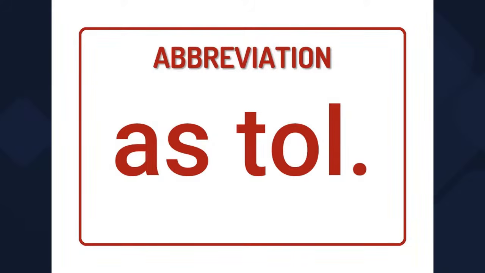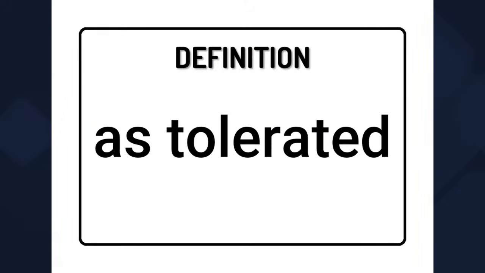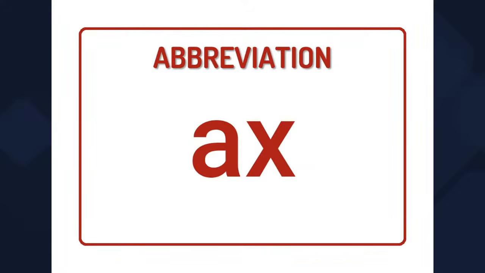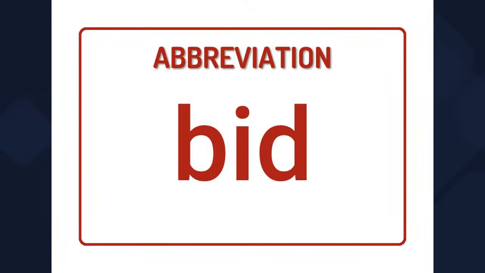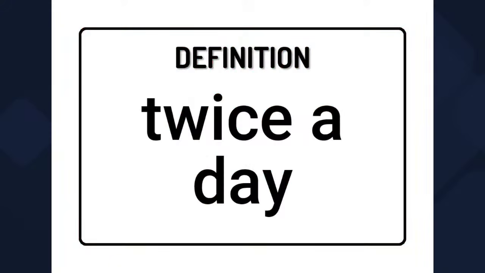AS TOL is an abbreviation for as tolerated. AX is a medical abbreviation for axillary, which is referring to the armpit area whenever we're taking a temperature. So you'd be taking an axillary temperature. BID is another medical abbreviation. BID stands for twice a day.